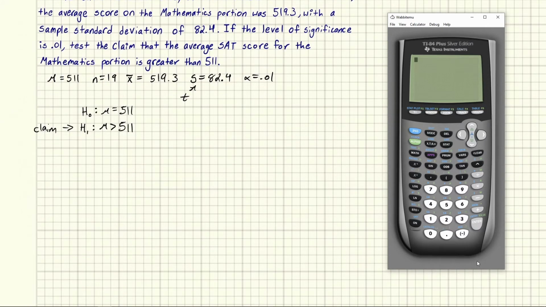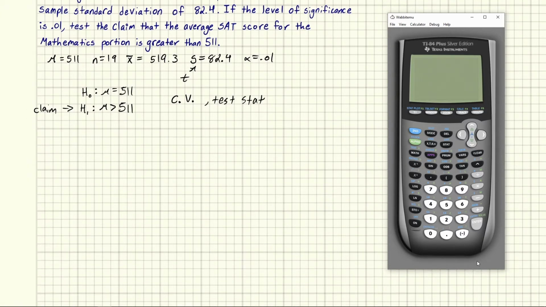Now for this next portion, we will be doing it two ways. We'll be doing it using the formula, and we'll do it using the calculator. Let's do the formula way first. I think that's the most common. So we need a couple things. We need our critical value. We need our test stat. And that's what we need. So let's go ahead and get the critical value first.